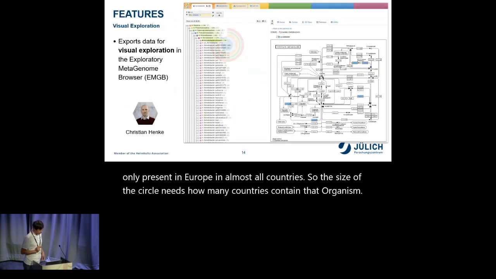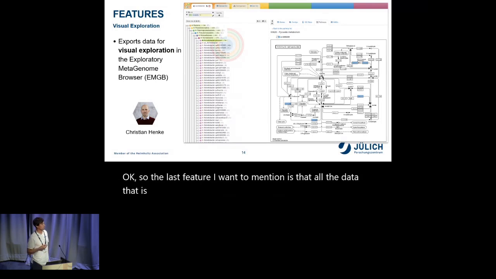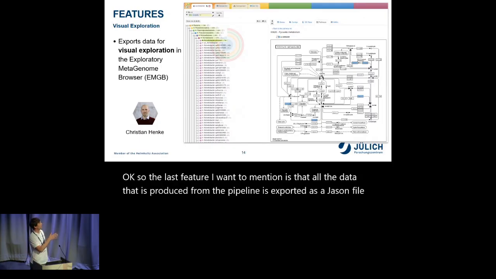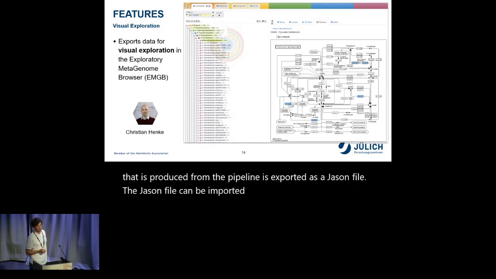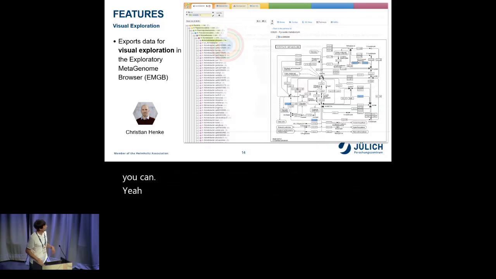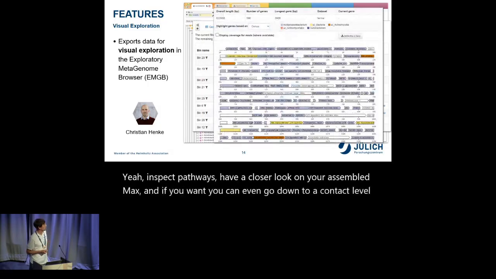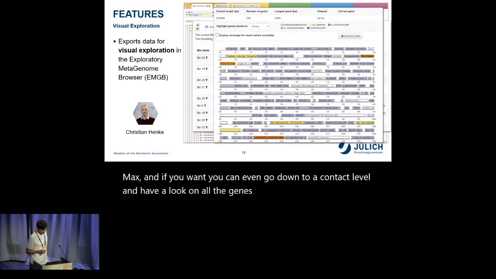Okay, so the last feature I want to mention is that all the data produced from the pipeline is exported as a JSON file. The JSON file can be imported into the exploratory metagenome browser, and there you can inspect each sample. You can filter for certain taxa you are interested in, inspect pathways, have a closer look at your assembled MAGs, and if you want, you can even go down to a contig level and look at all the genes of a specific contig.